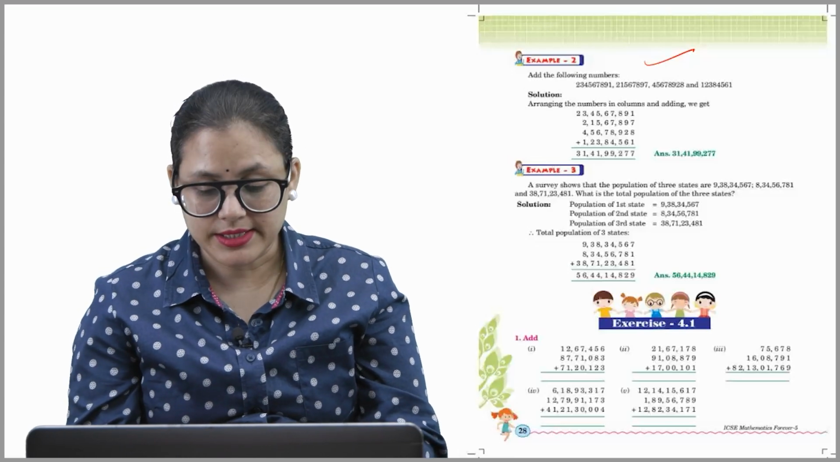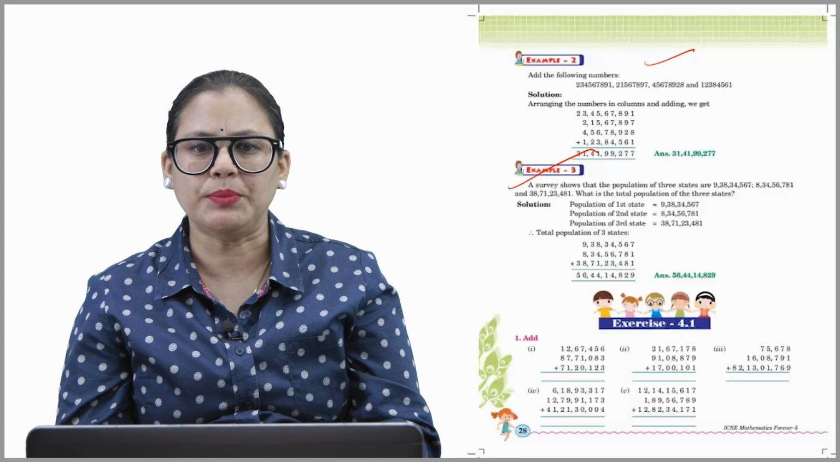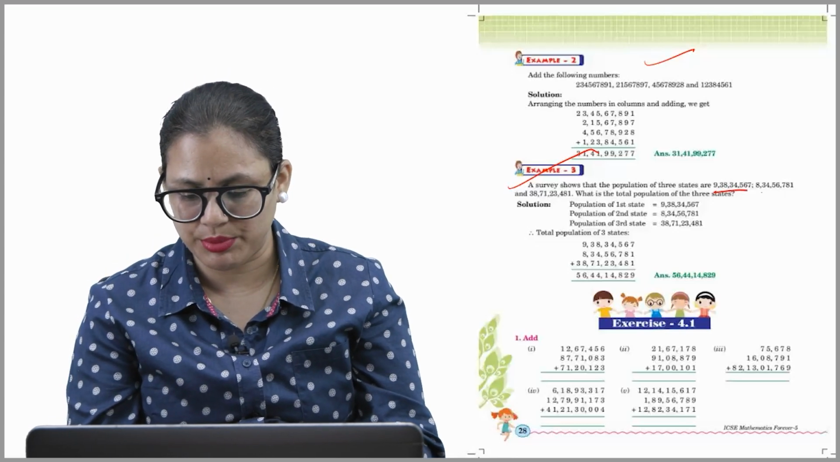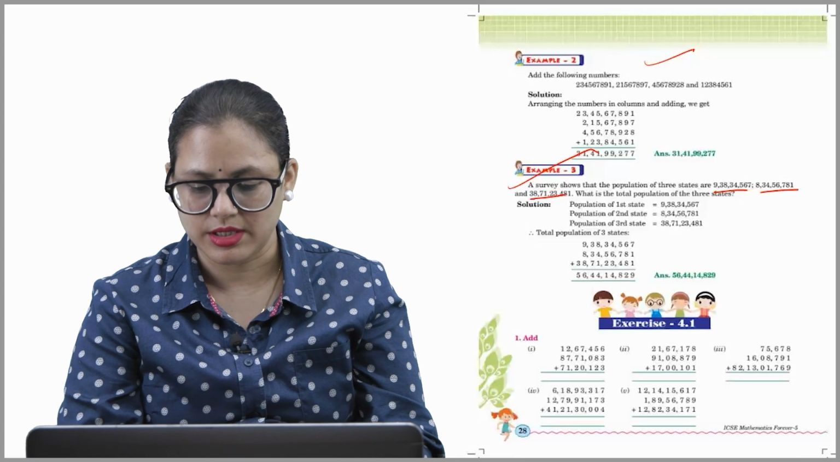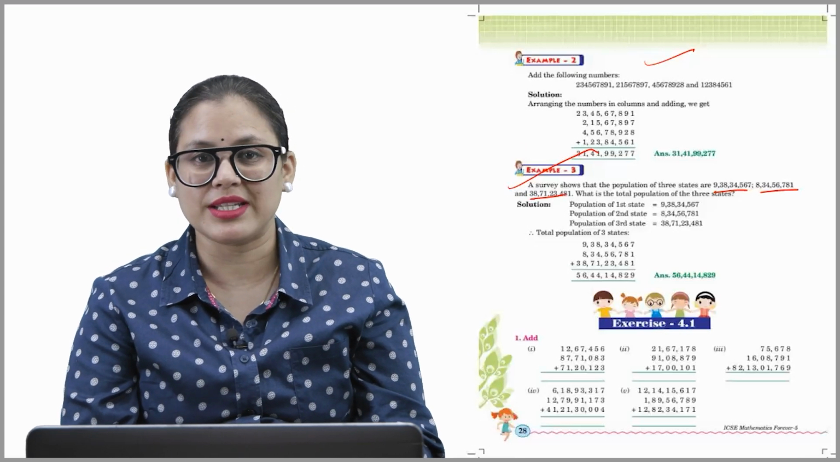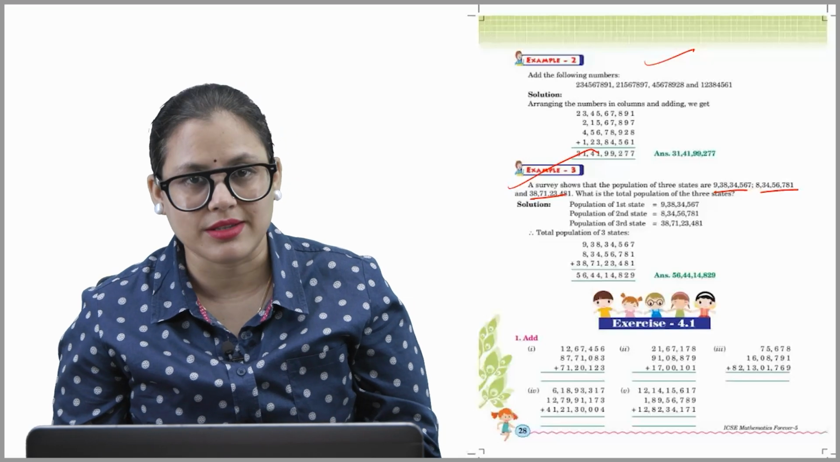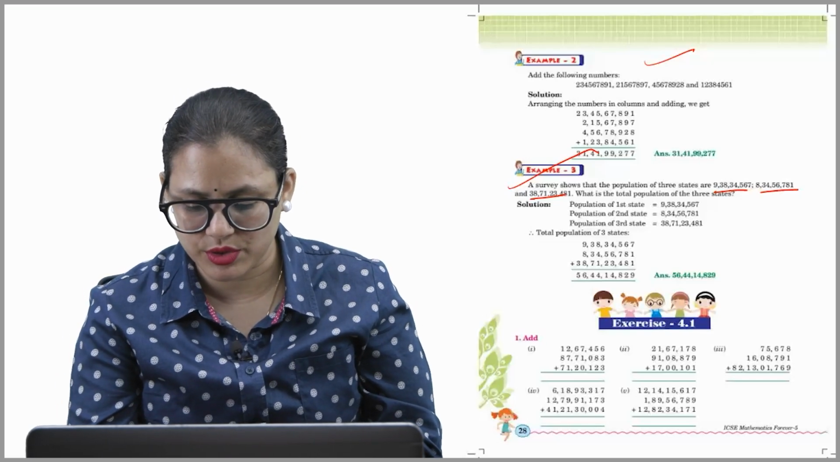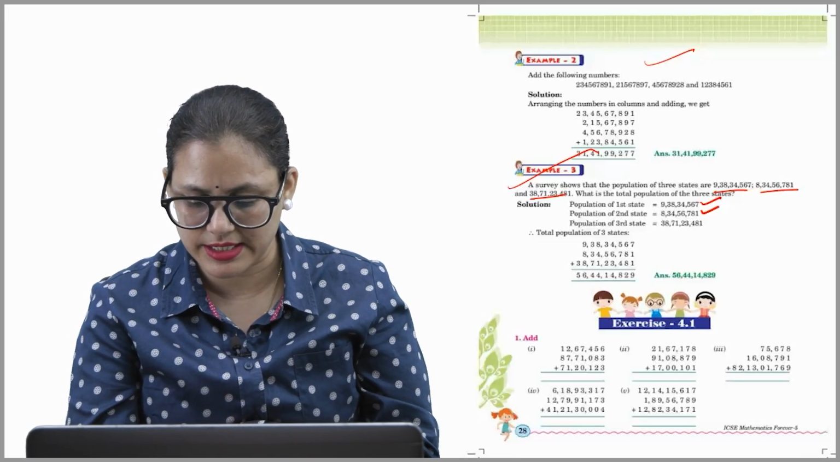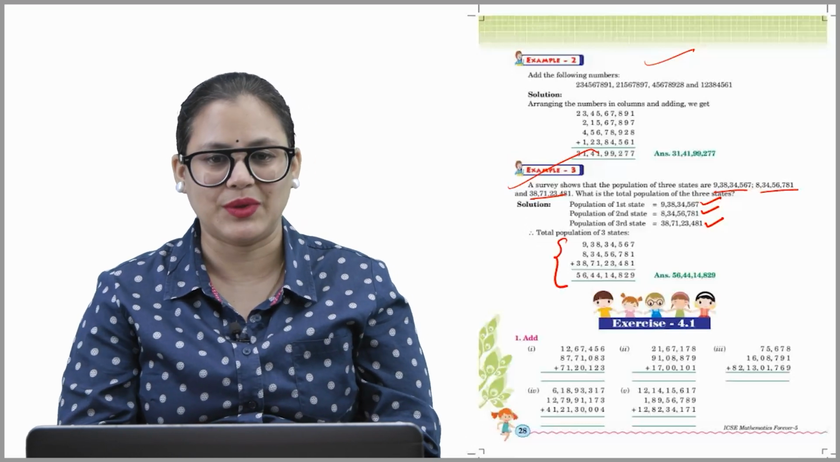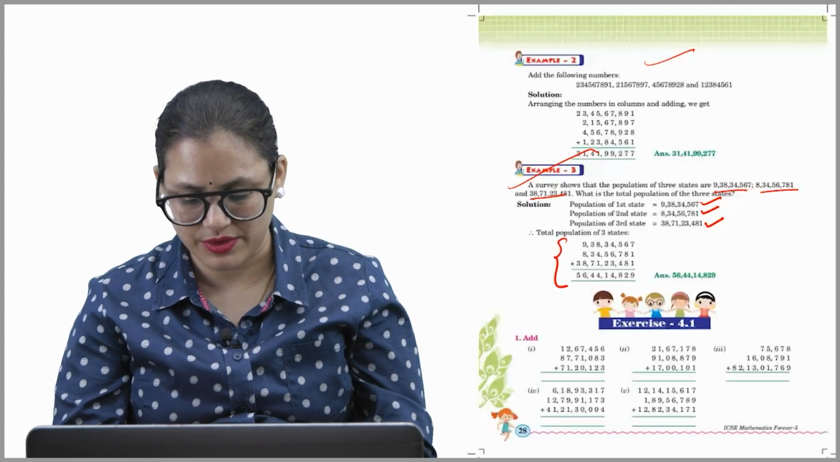Example 3, a survey shows the population of 3 states: population of first state, population of second state and population of third state. So, what is the total population of the 3 states? What will you do? We will add the population of these 3 states. We will write the population of first state, then second state, third state, and then we will arrange in the columns and then add. Exercise 4.1, we have to add.